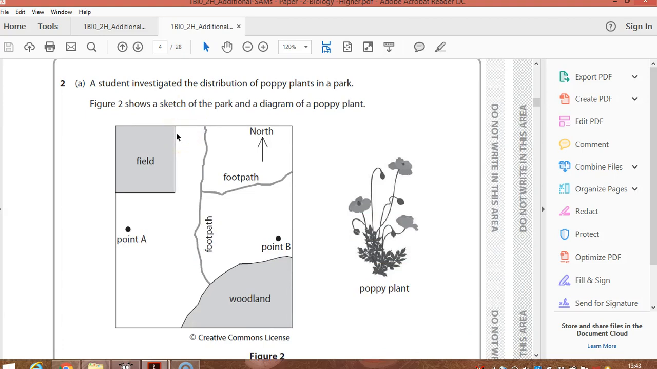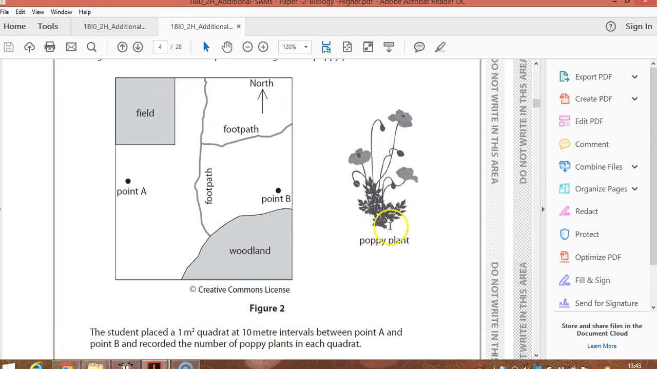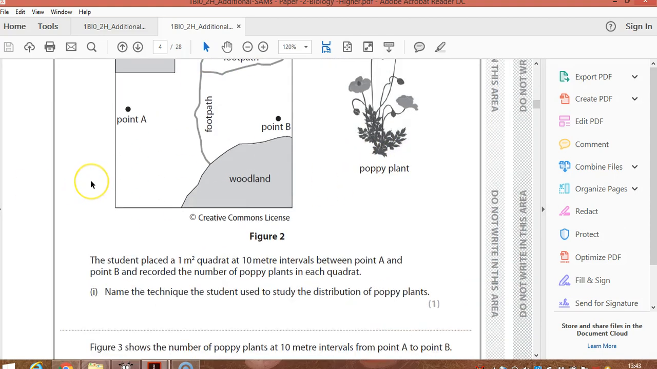A student investigated the distribution of poppy plants in a park. Figure 2 shows a sketch of the park and the diagram of a poppy plant. So there's the park, here's a poppy plant. A student placed a 1 meter squared quadrat at 10 meter intervals between point A and point B and recorded the number of poppy plants in each quadrat.